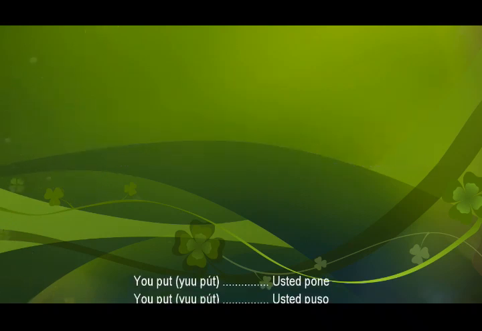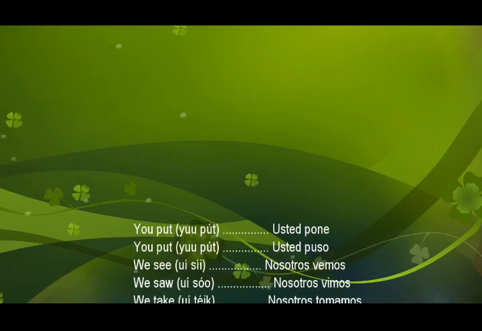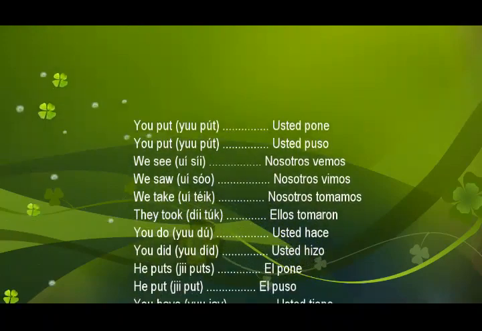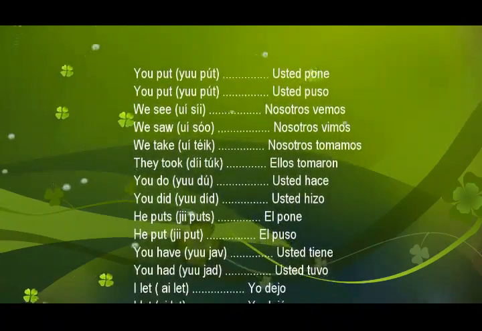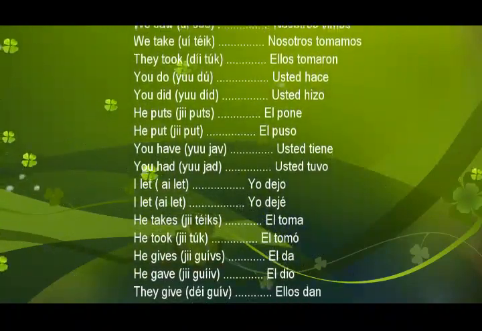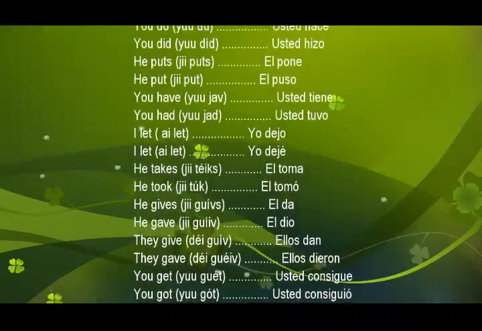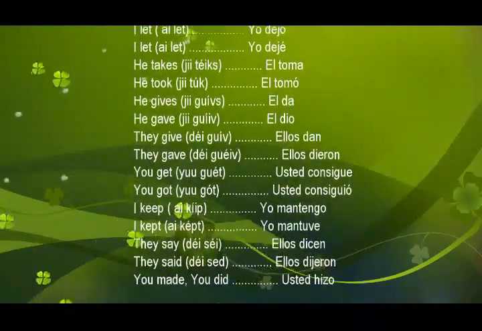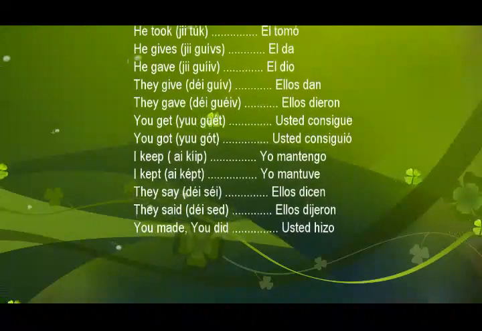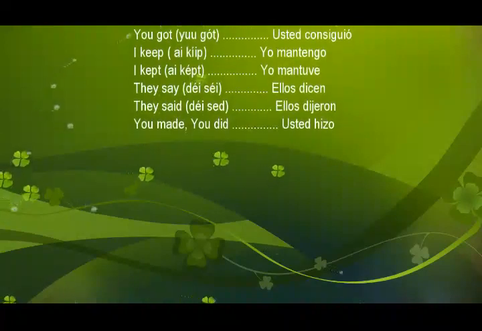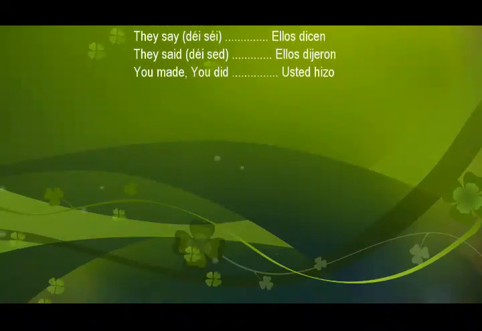You put. You put. We see. We saw. We take. They took. You do. You did. He puts. He put. You have. You had. I let. I let. He takes. He took. He gives. He gave. They give. They gave. You get. You got. I keep. I kept. They say. They said. You made. Do and make.